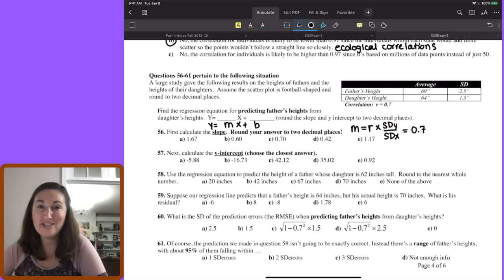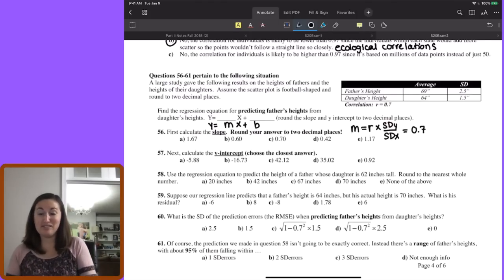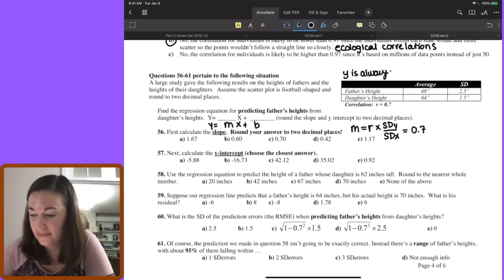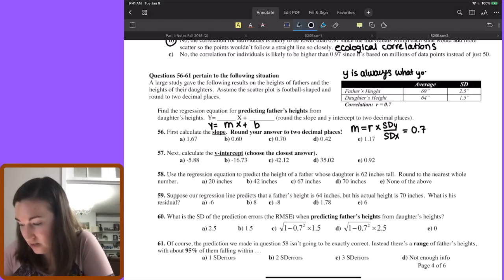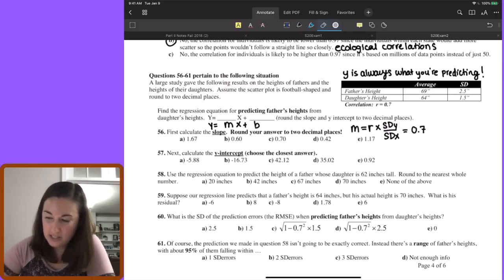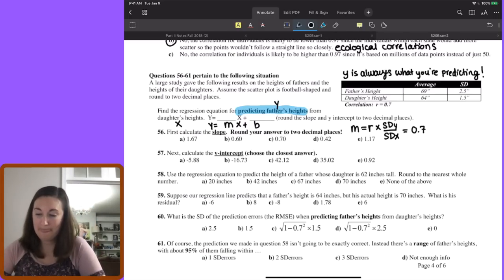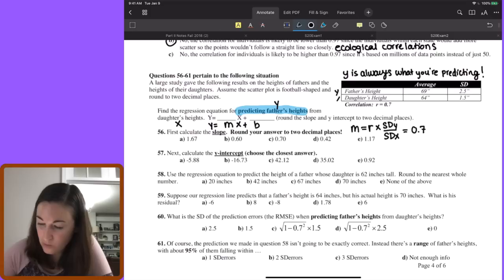So we need to decide which variable is x and which one is y. Interesting. Okay. So remember to do this. Y is always what you're predicting. I'm actually going to write that down. Y is always what you're predicting. So here we are predicting father's heights, right? Predicting father's heights from daughter's heights. So father's heights is going to be y, and daughter's heights is going to be x. Okay, so I can even label this is y and this is x.